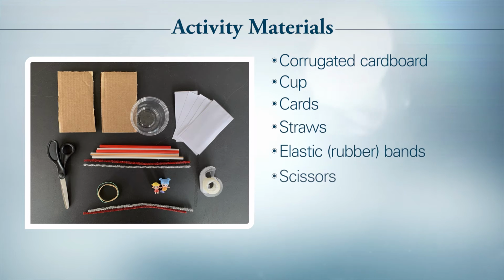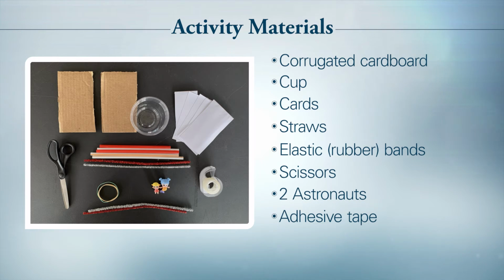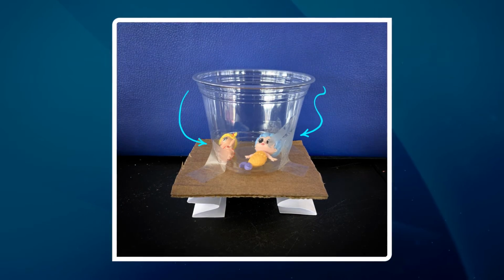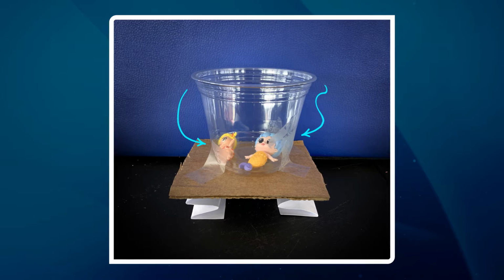Suggested materials are as follows: corrugated cardboard, cups, cards, straws, elastic rubber bands, scissors, 2 marshmallow astronauts, adhesive tape. If you don't have marshmallows at home, you can use some of your toys to make astronauts.